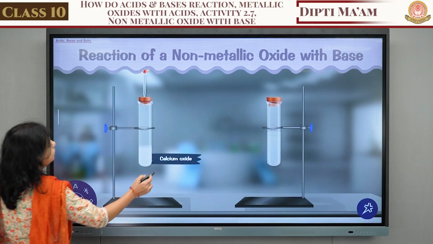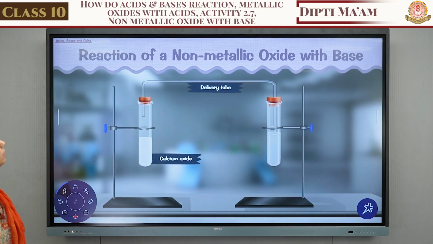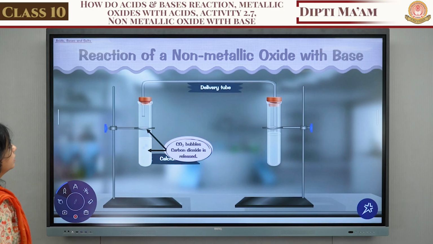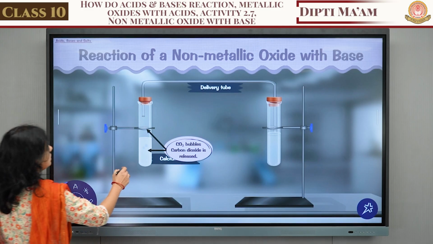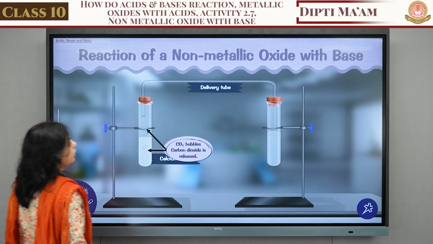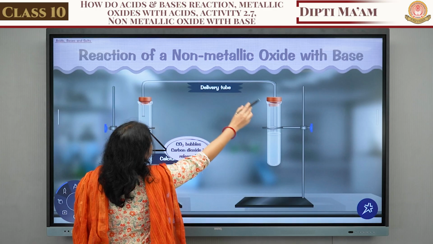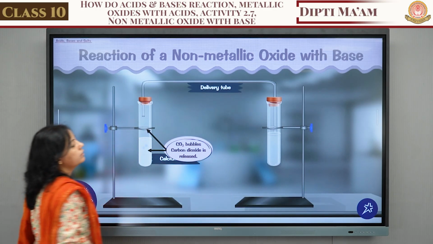In the first test tube, we are taking calcium oxide, and to this calcium oxide we add some water and make a solution. With the help of the delivery tube, we can see that when the base reacts with water, it forms carbon dioxide bubbles, and through this delivery tube the gas goes into another test tube.